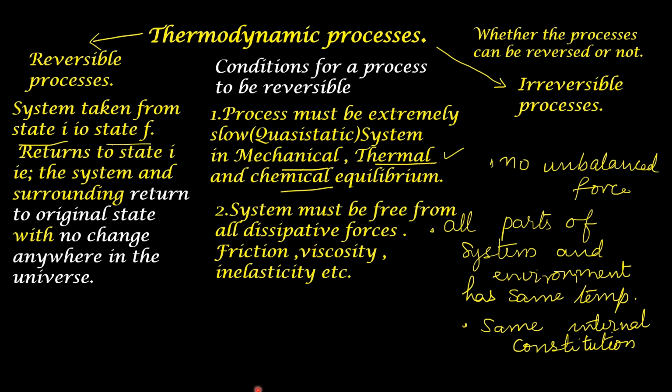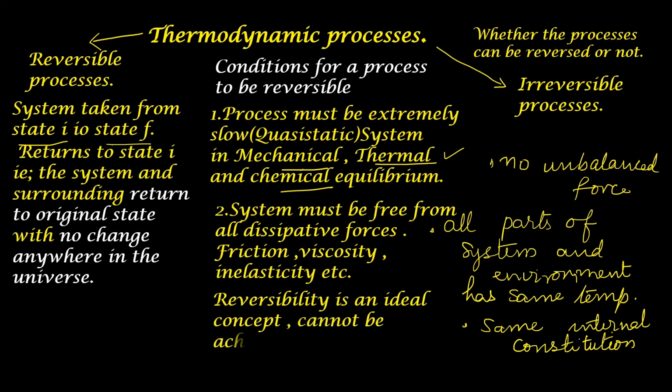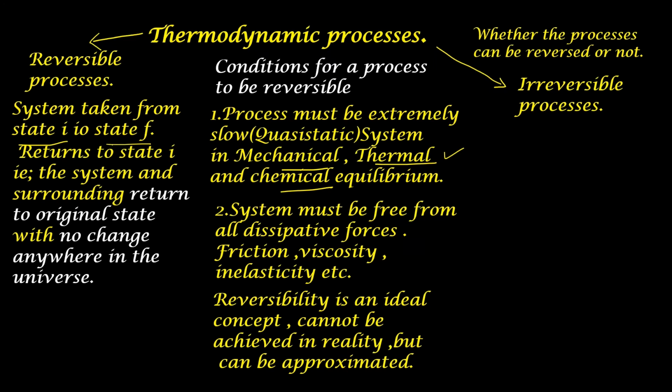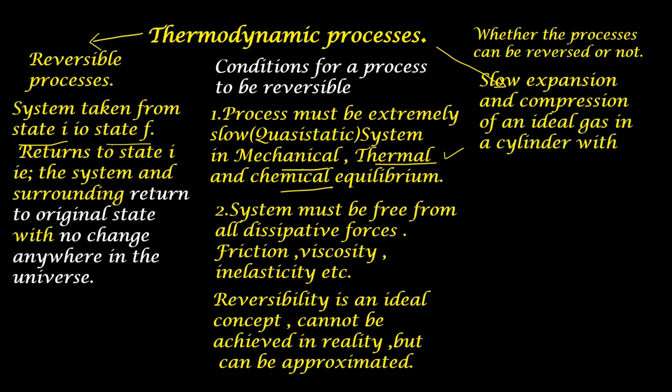So what happens? In reality, reversibility is only an ideal concept. It cannot be achieved in reality. But there are cases where it can be approximated. We will see 2 or 3 cases where it can be approximated. We will be considering irreversible process after we finish this reversible process. So for the present, we will remove it. Slow expansion and compression of an ideal gas in a cylinder fitted with a frictionless piston can be approximated to a reversible process. So that is example 1.